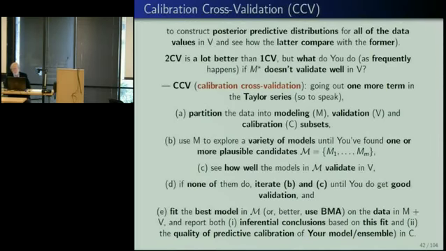variety of models until you've found one or more plausible candidates in an ensemble or set of models, script M, and there might be lowercase m of them, M1 to M lowercase m. And little m might be 1, but it might well be more than 1. Then step C, see how well the models in the ensemble script M validate in V.